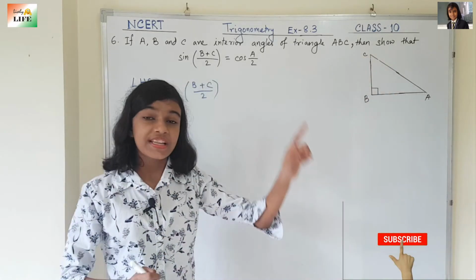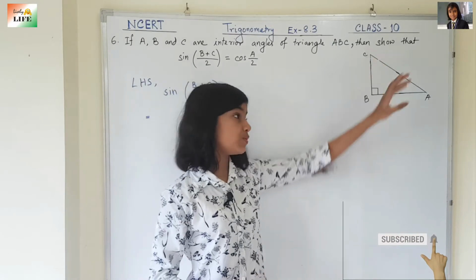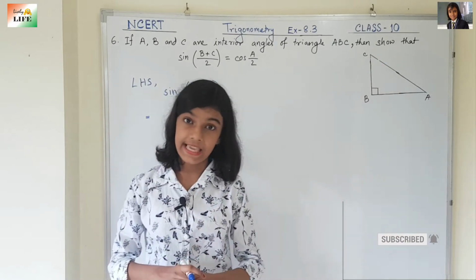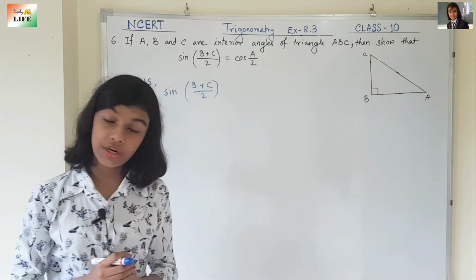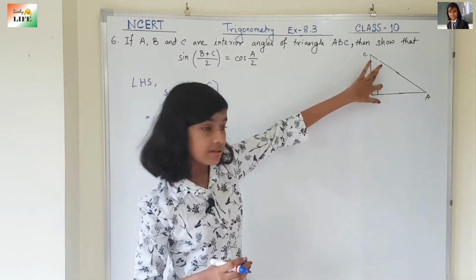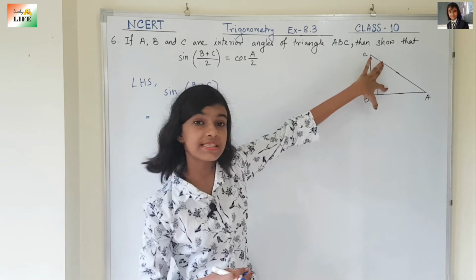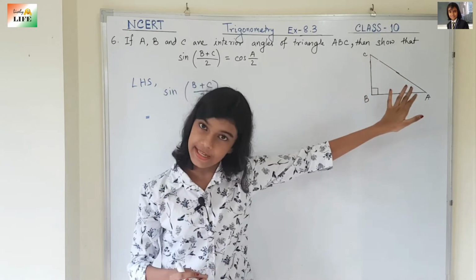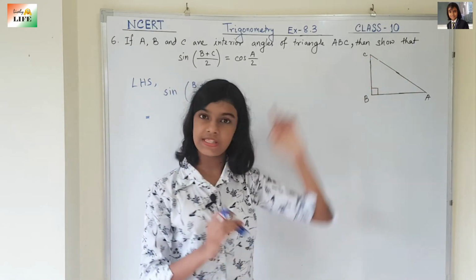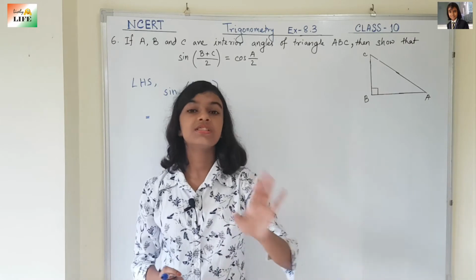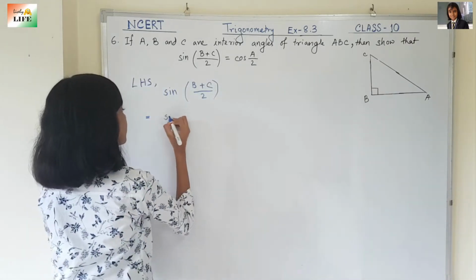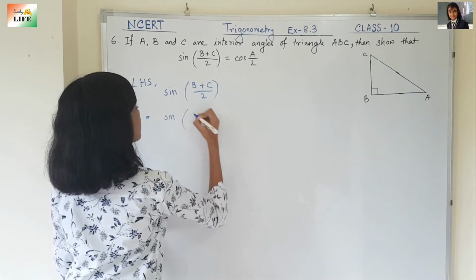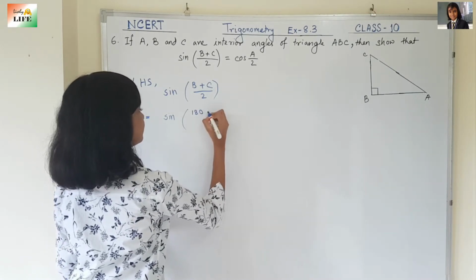So we can write, instead of B plus C, 180 minus A. Why? Because the sum of all the three angles of a triangle is 180 degree. So instead of B plus C, we can write 180 minus A, right? Because A plus B plus C is equal to 180 degree. So B plus C is equal to 180 minus A. Okay, so instead of B plus C over here, we are going to write 180 minus A.